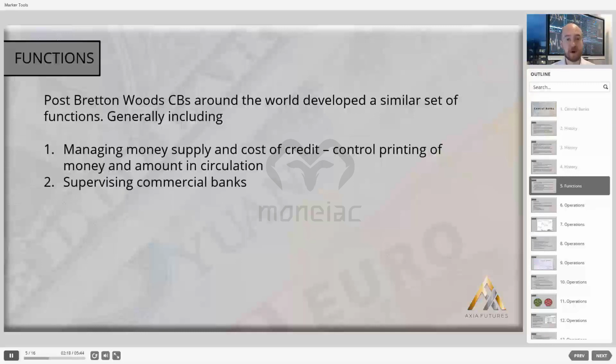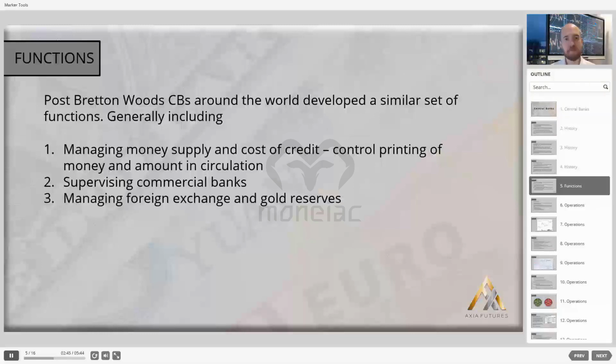Right, supervising commercial banks. This is reasonably self-explanatory. Central banks will have a very close relationship because all commercial banks need to hold balances at the central bank. So they'll have to hold a certain amount of money at the central bank. They are then supervised by the central bank as well in how they conduct themselves.